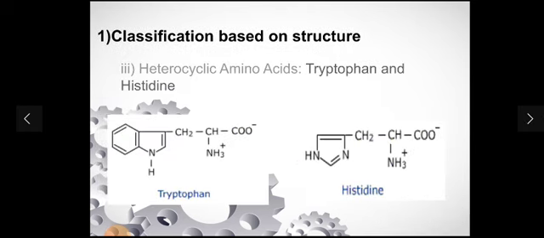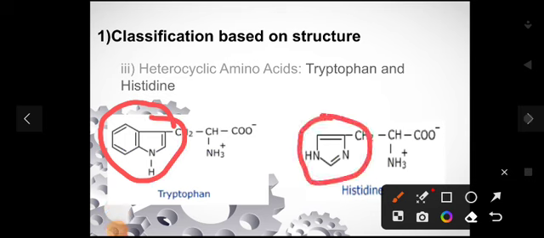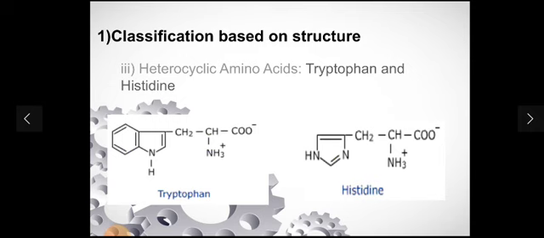Now we have another one, the heterocyclic amino acids. Heterocyclic, you can always see the heterocyclic compound. And we have two of them: you have the tryptophan and you have the histidine. Just also be looking at the structures.